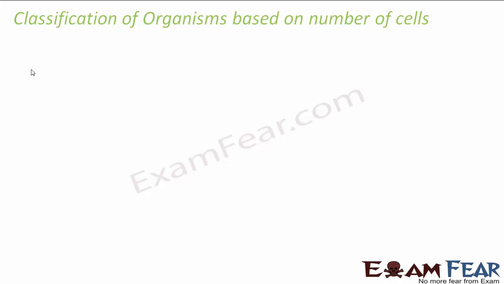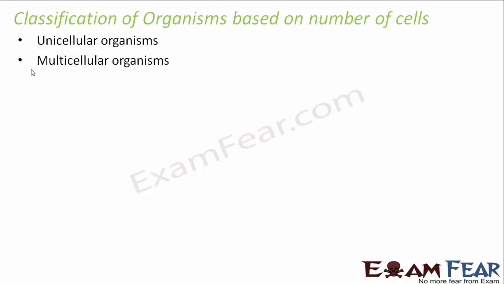Now let us look at the classification of organisms based on the number of cells. Now we broadly classify living organisms into two categories: unicellular organisms and multicellular organisms. This classification is based on the number of cells present in an organism. When I say unicellular, from the name itself you can guess. Uni plus cellular: uni means one, cellular means cells. So that means organisms with one cell. Similarly, here you have multicellular. Multi means many. So organisms with many cells are multicellular organisms.